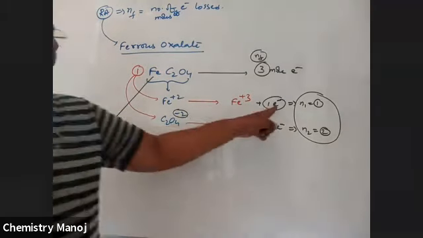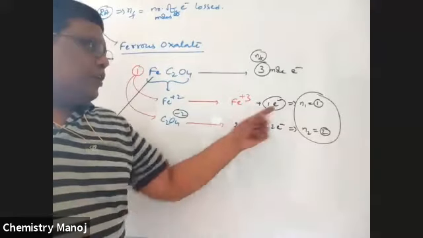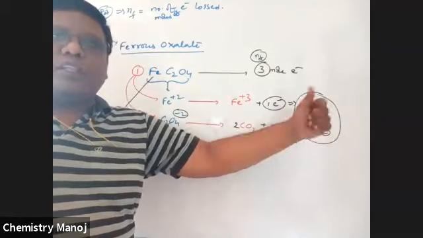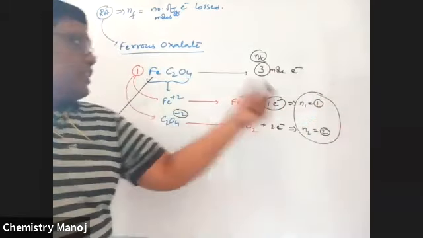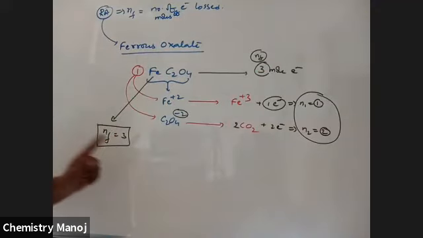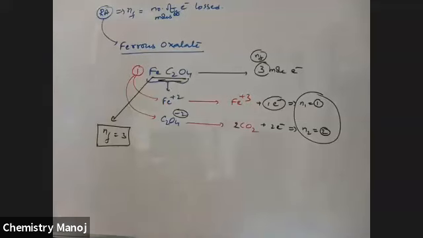So in Fe +2, 1 electron is lost. In C2O4 2-, 2 electrons are lost. Therefore, the total electrons lost is 1 plus 2, that is a total of 3 electrons. The number of electrons lost by 1 mole of substance is nothing but 3 moles of electrons, that is nothing but the n factor. Therefore, for FeC2O4, n factor is equal to 3. Is this clear? It is for reducing agents.